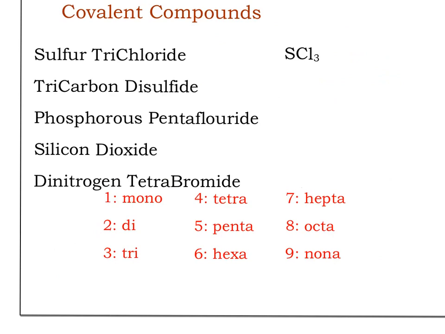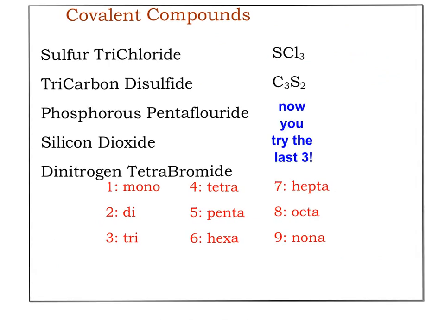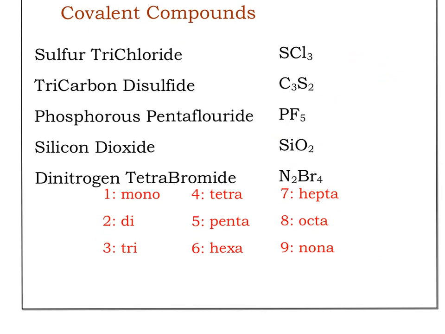Our next one, tricarbon disulfide. So tricarbon is telling me I have carbon, but I have 3 of them. Disulfide is S with 2 by looking at my prefixes. Now, if you haven't paused yet, go ahead and pause and try the last 3 on your own. Come back and check out my answers. Here are the answers for the last 3.